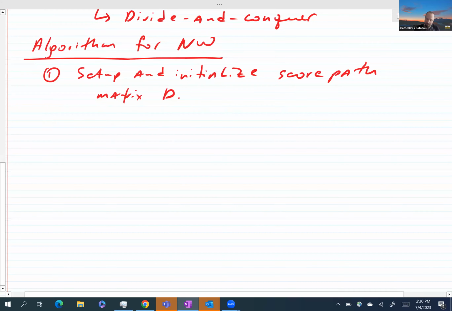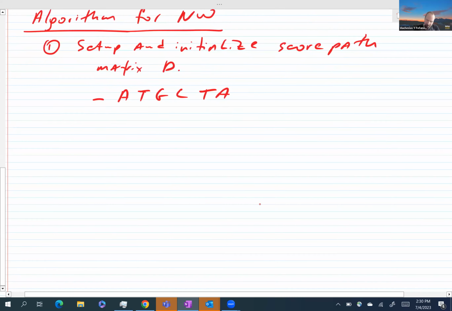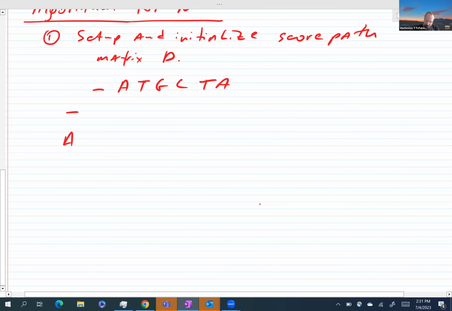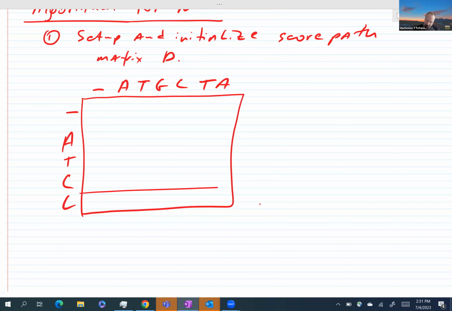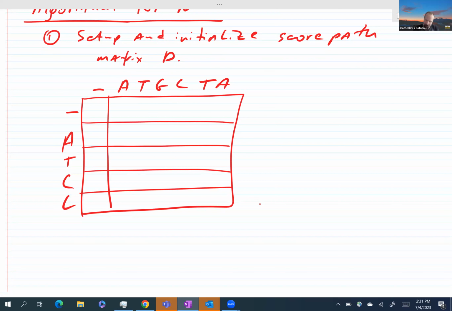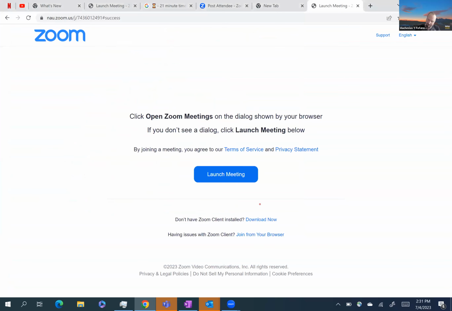Right? So for example, if we have string ATGCTA on one hand, and we have ATCC on the other hand, what we would do is, well, first of all, create the two-dimensional matrix that's going to keep the scores for the alignments that we're going to consider. Then we're going to seed the matrix.